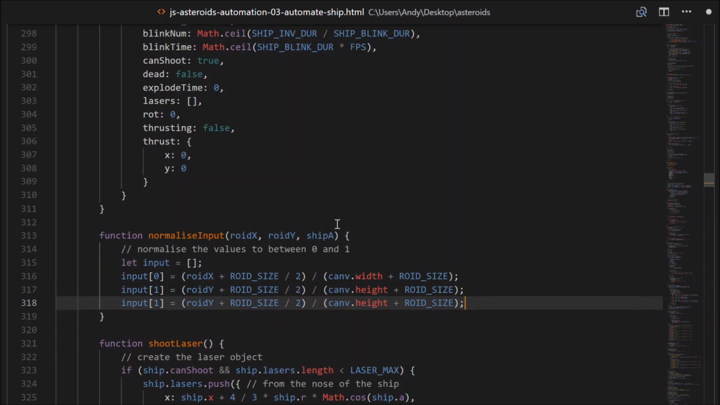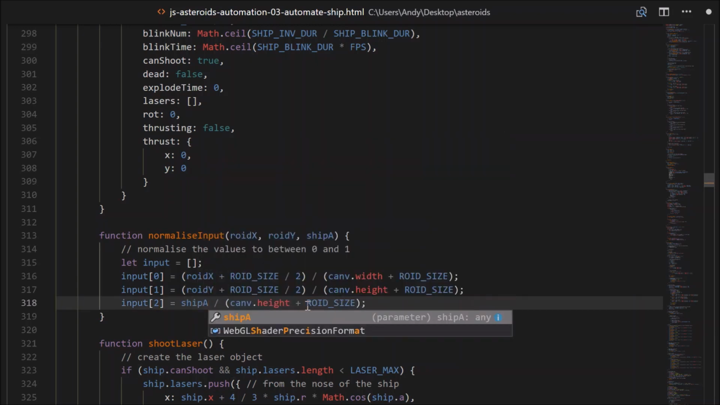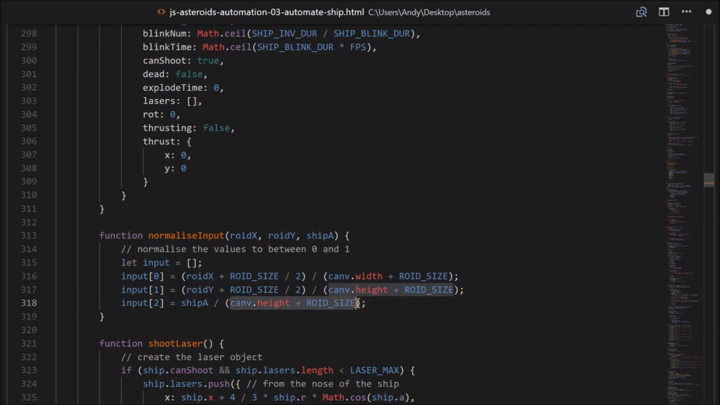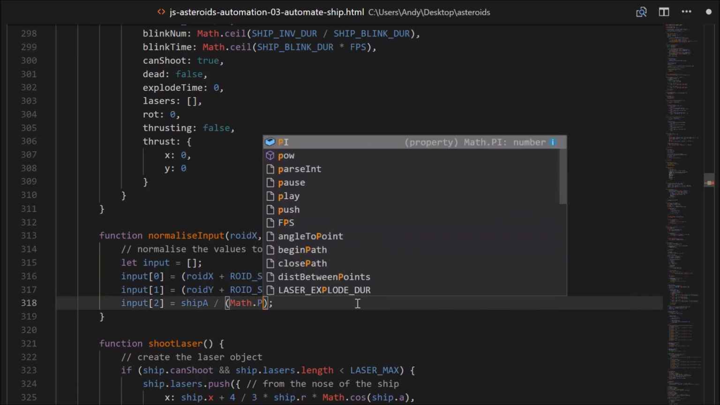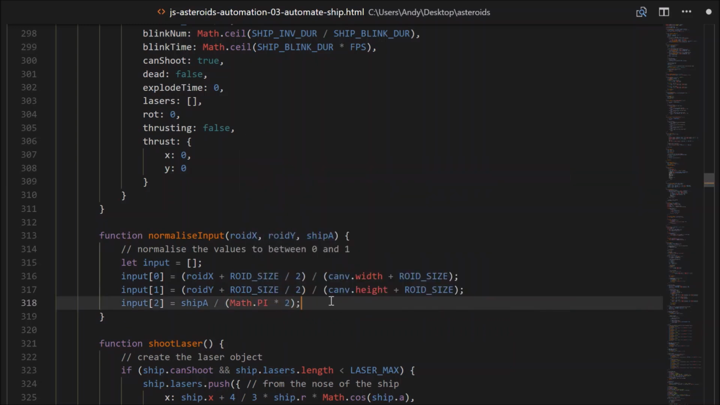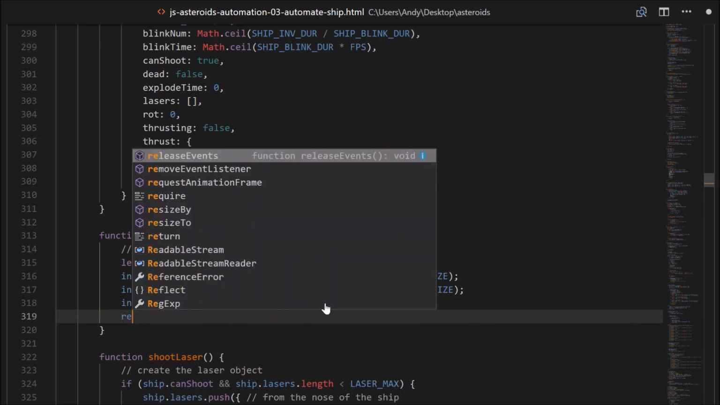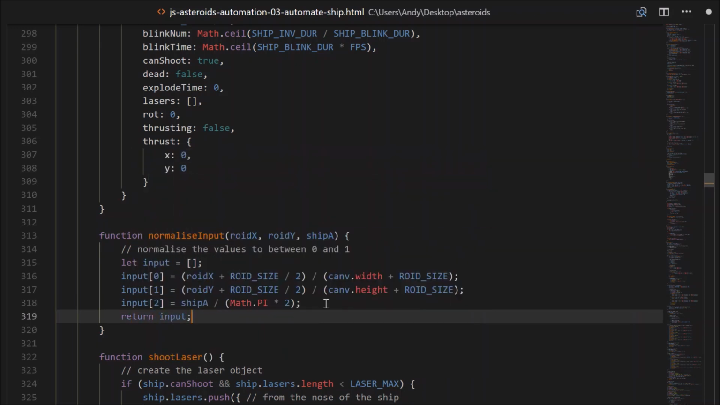Now, the next one, ship's angle. This is a bit of an easier exercise. All we have to do is divide the past angle. So that'll be a number between 0 and 360, in effect, in radians. We just have to divide that by 360. So Math.PI times 2. So an angle of 0 divided by that would be 0. An angle of 360 divided by that would equal 1, and everything in between. That's great. Let's return that input array.